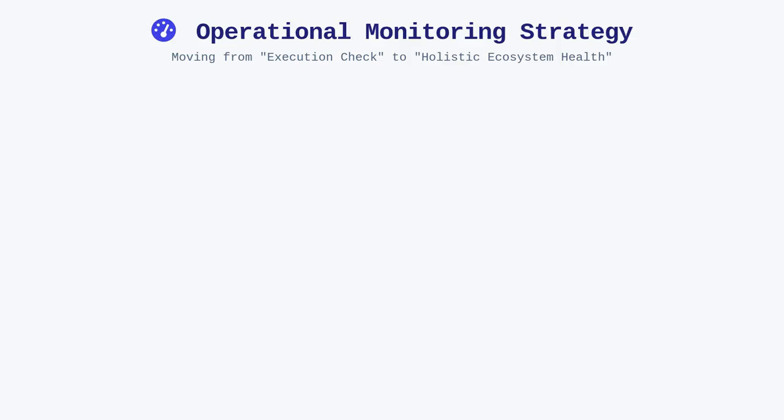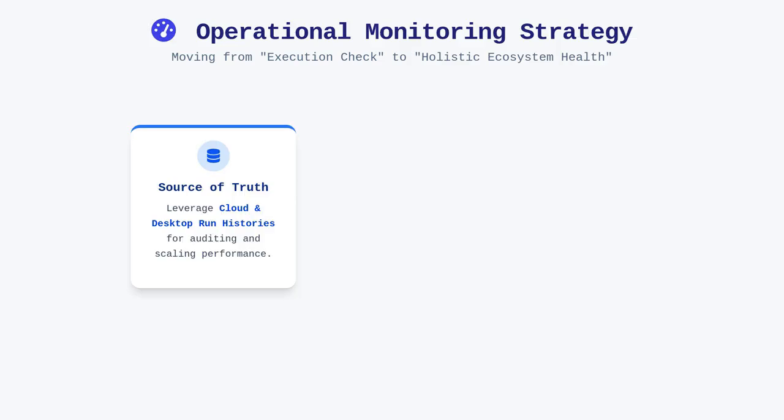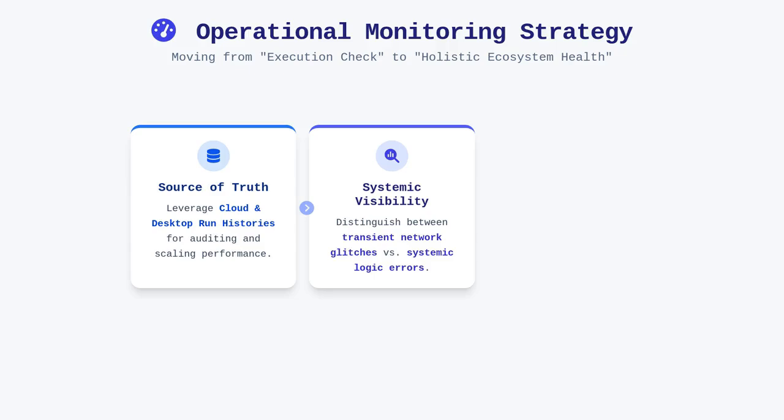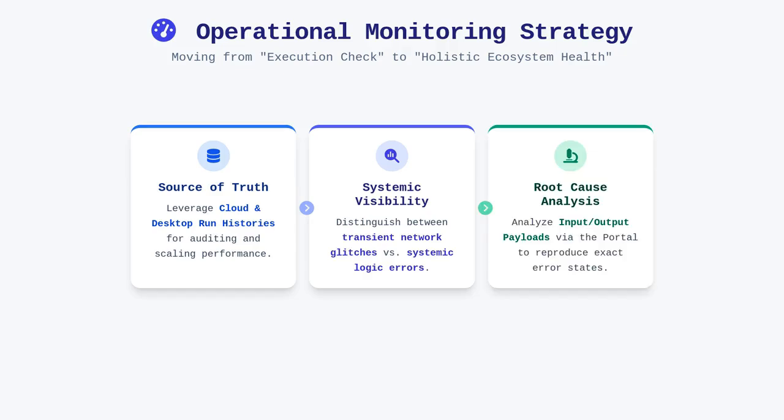When you deploy desktop flows at scale, the primary concern shifts from initial development to sustained performance tracking. You must treat your cloud and desktop flow run histories as your primary source of truth for auditing and performance optimization. By systematically reviewing the execution status of every run, you create the visibility required to distinguish between transient network issues and systemic logic errors in your automation scripts.